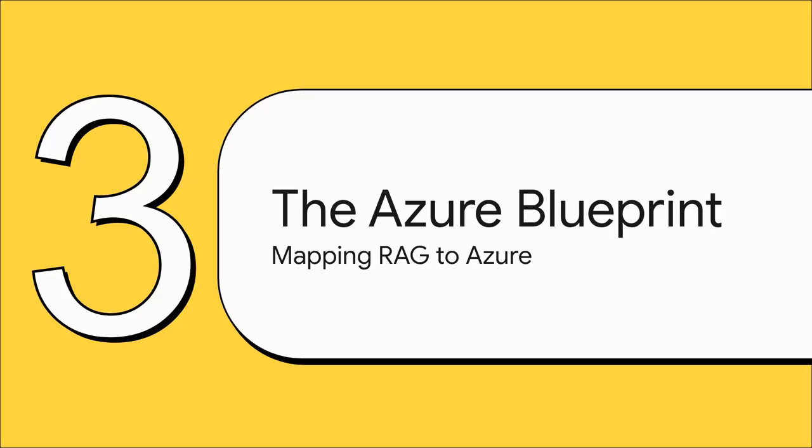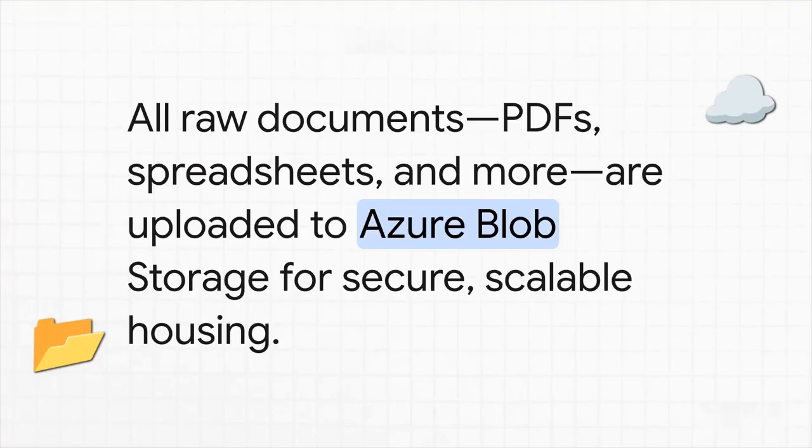All right, enough with the theory. That's all great, but let's get practical. How do we actually build this thing on Azure? It's time to start mapping each step of our RAG process to a specific, powerful Azure service. So, step 1, ingestion. Where do all of our raw documents go? The PDFs, the PowerPoints, the spreadsheets, you name it. They all get uploaded into Azure Blob Storage.